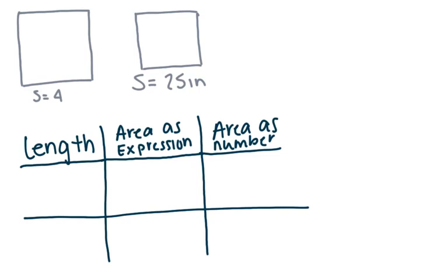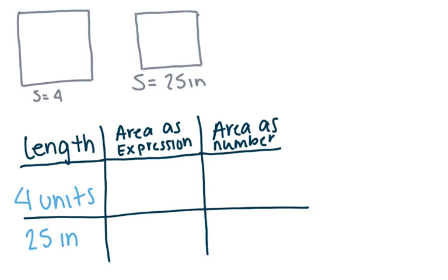Example 3, we are going to be filling in the boxes with the information from our 2 squares. So we have one square that has a side length of 4 and another square that has a side length of 25 inches. So we're going to fill in our boxes for length. So I have filled in the first box with 4 units, and since it doesn't have a unit, I'm just assuming that it's on a grid, so it's going to be units. And then I have filled in the second box for length with 25 inches.